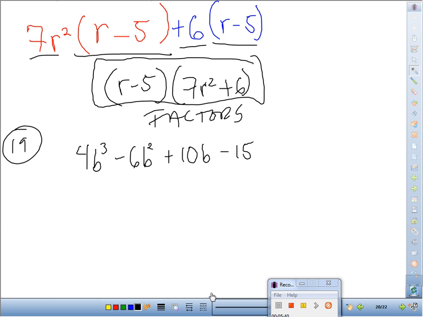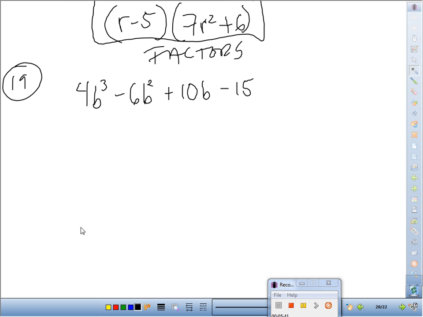So let's do this one together. You notice that we have 4 terms. That means we're going to group the first 2. So, Tina, what number divides this term and divides that term? 2. And what else do I write? B to the second. That is correct, because that's my smallest variable. So 4 divided by 2 is 2, and I took out b squared, so I'm left with b minus 3.